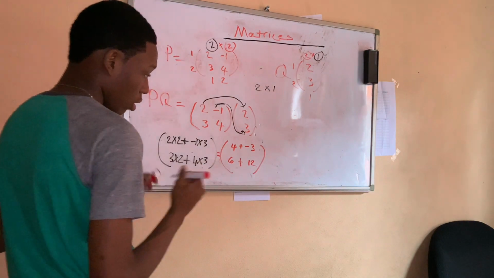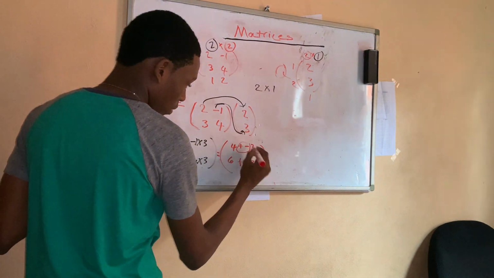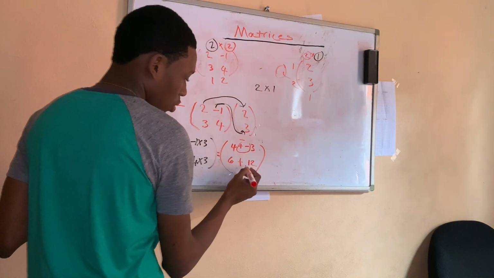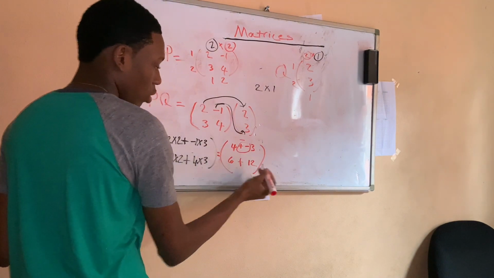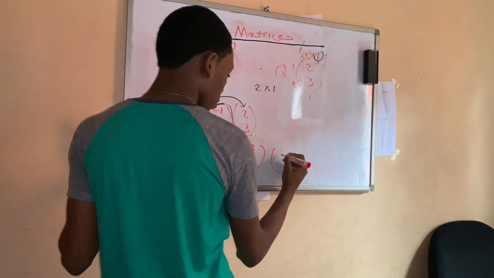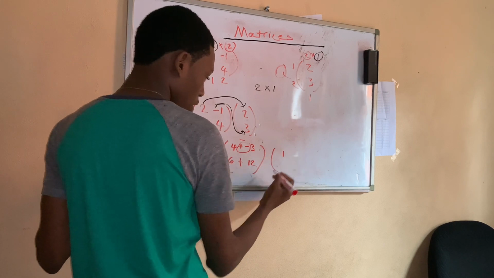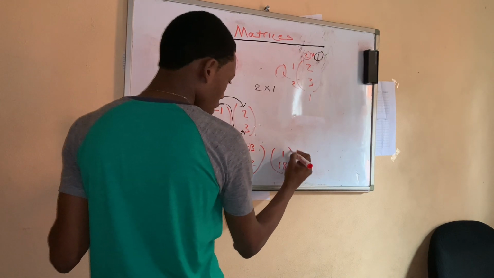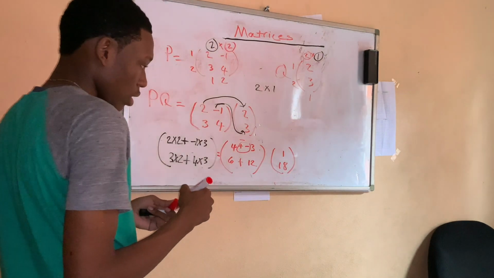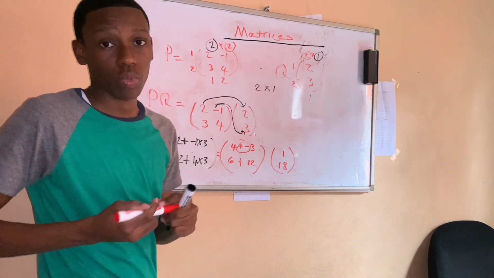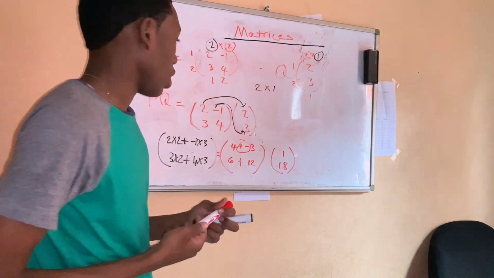You need to simplify this again. Opposite signs turn to minus. This one doesn't have 2 signs, it has 1 sign, so we're going to simply add. So this is 4 minus 3, which gives you 1, and 6 plus 12 gives you 18. So your final result is 1 and 18. And that's how you multiply matrices. Let me give you another one.